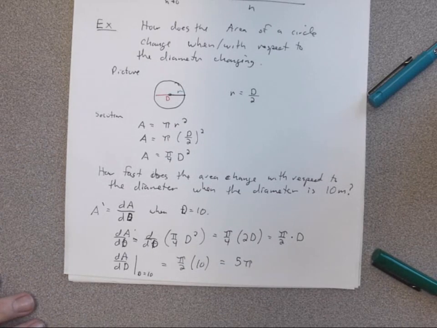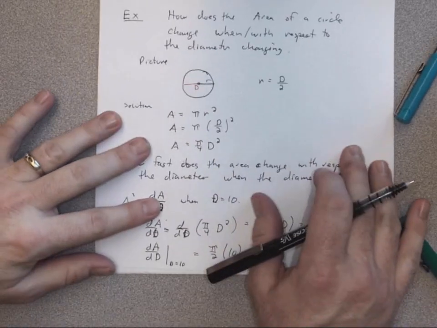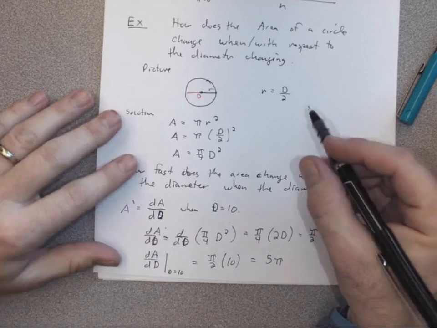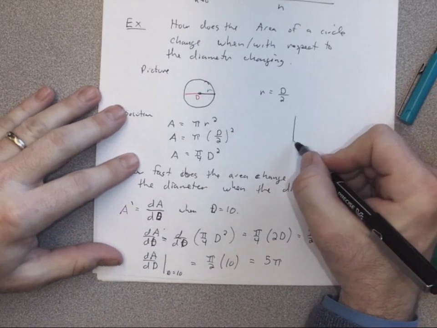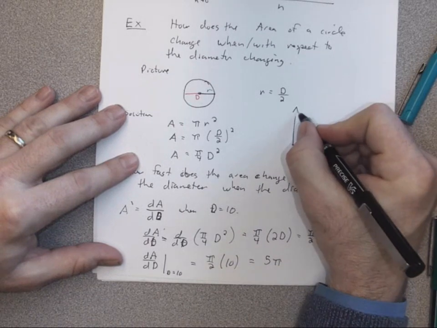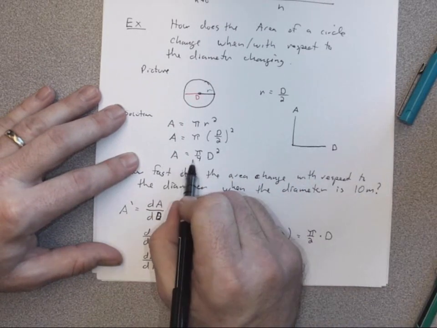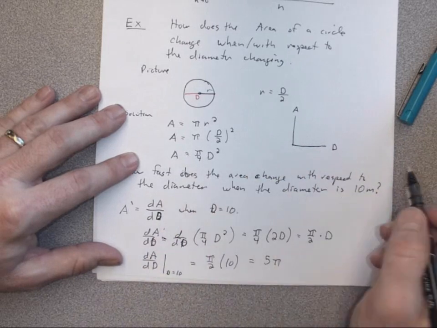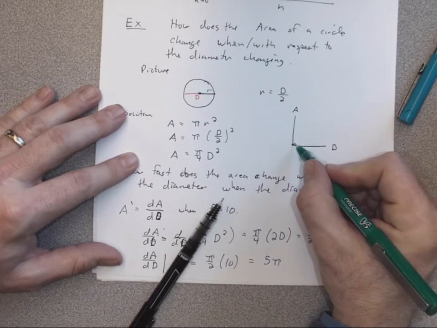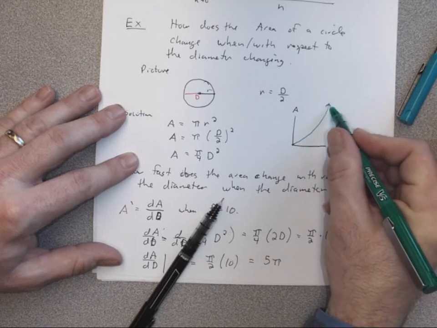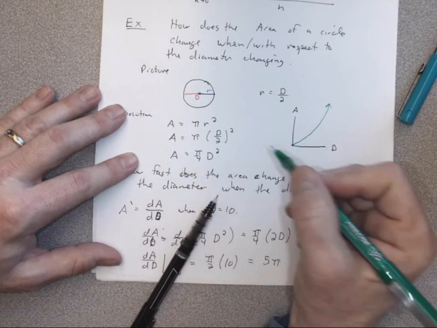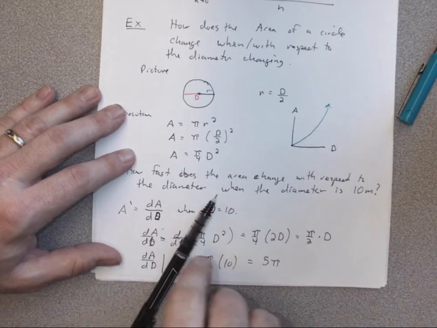It's hard to see this picture, but really what we can do here is, if we look at the axes, this would be the d-axis and this would be the a-axis. That a is related to d quadratically. So if you looked at that curve, it looks like this. As d increases, a increases quadratically. As d gets bigger, a increases by d squared. Well, pi over 4 d squared.